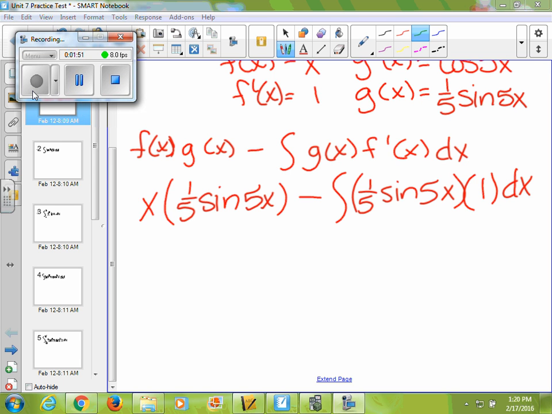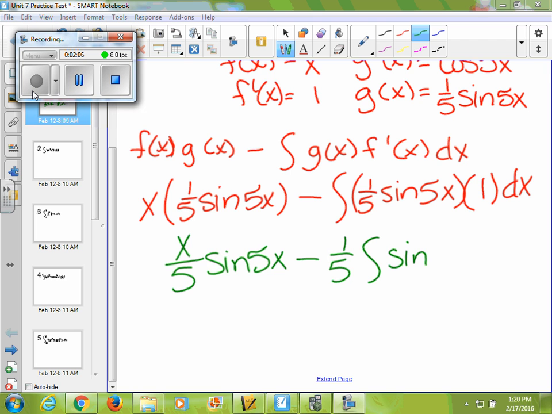And so in simplifying, I would get x over 5 sine of 5x for my first part, minus 1 times 1/5 is just 1/5, so I'm going to pull the 1/5 out front, and I would have the integral of sine of 5x dx.